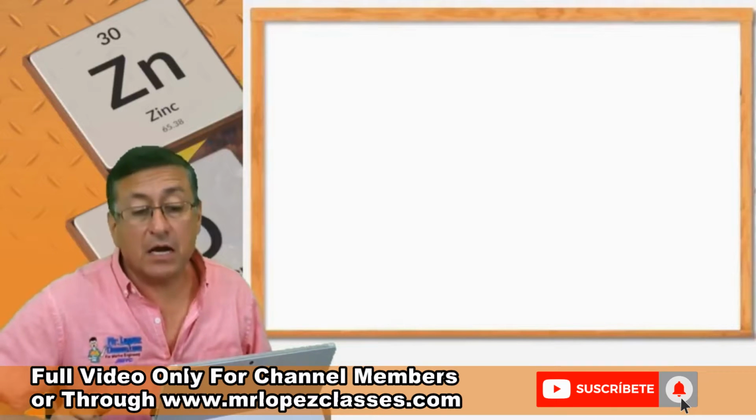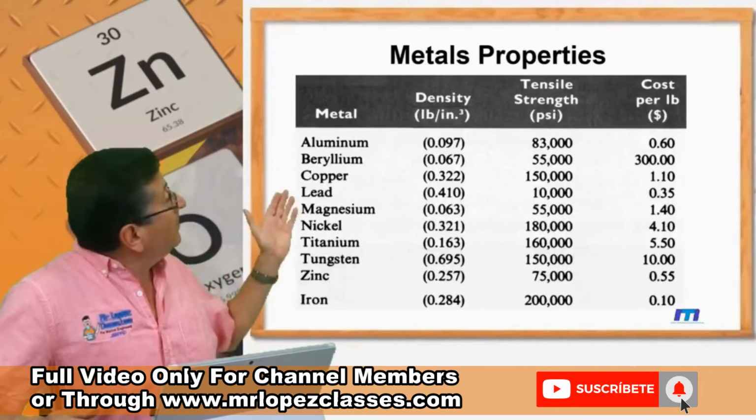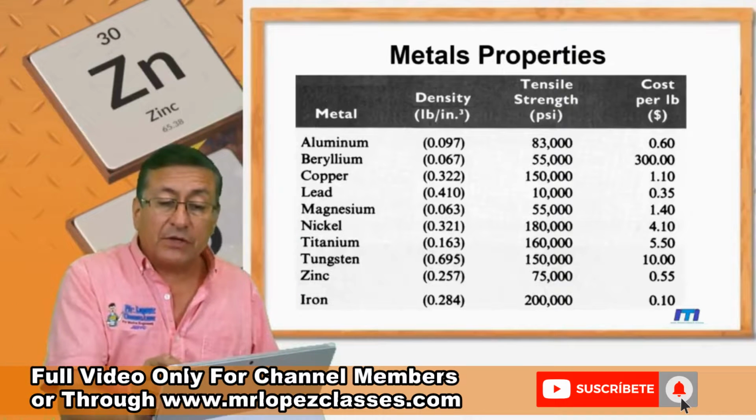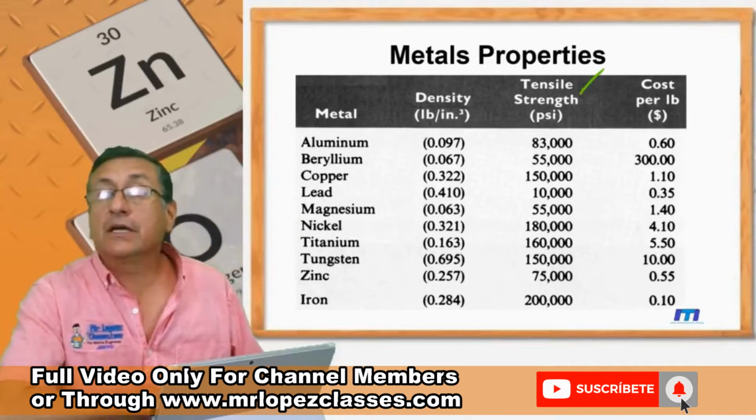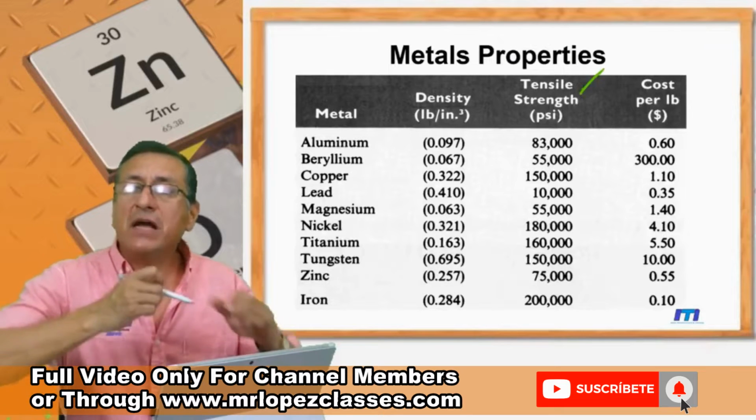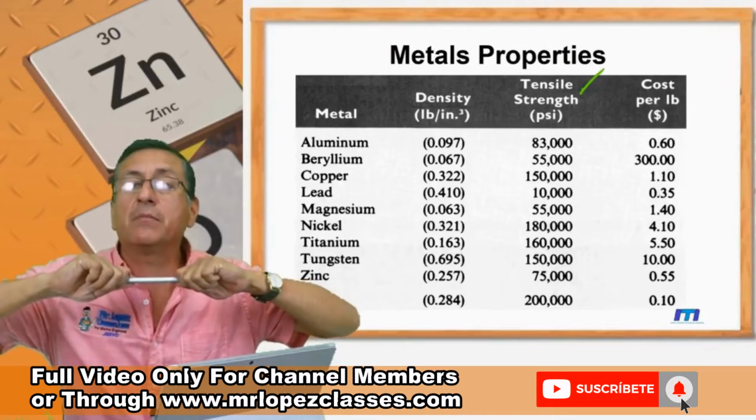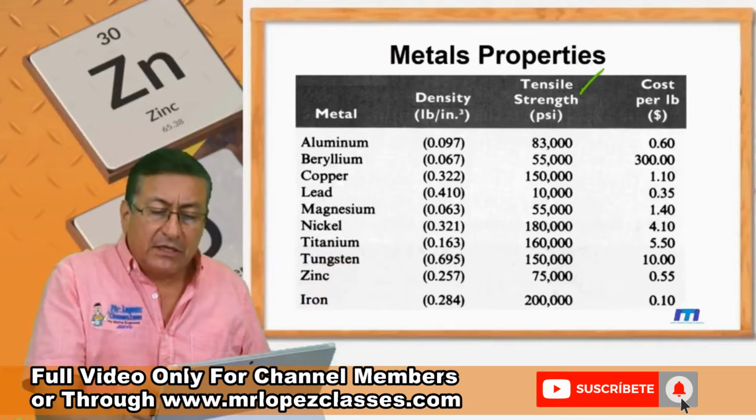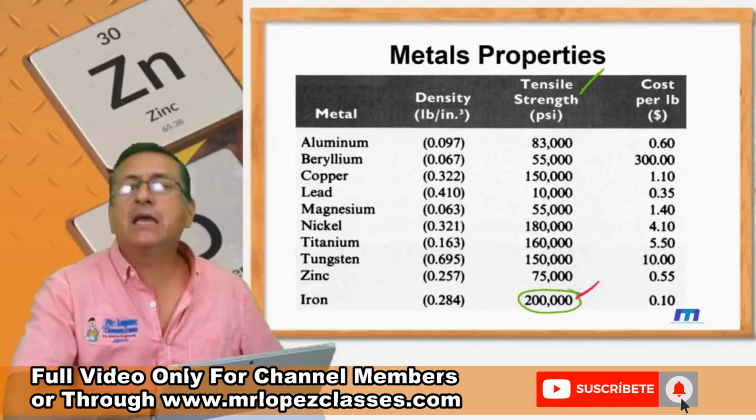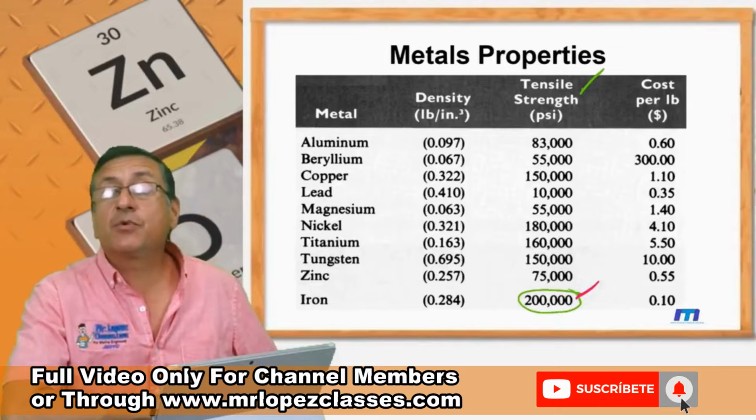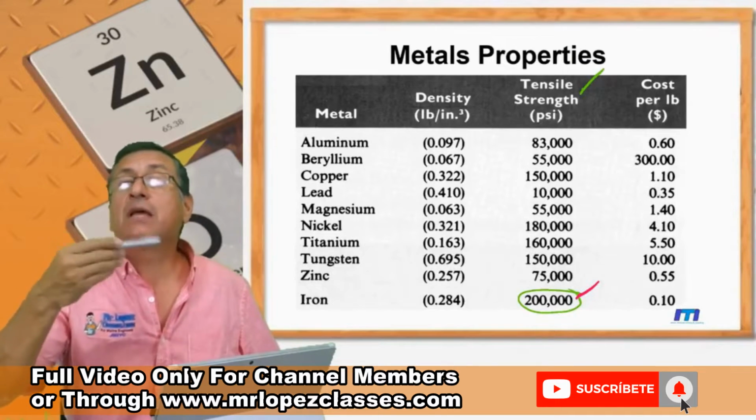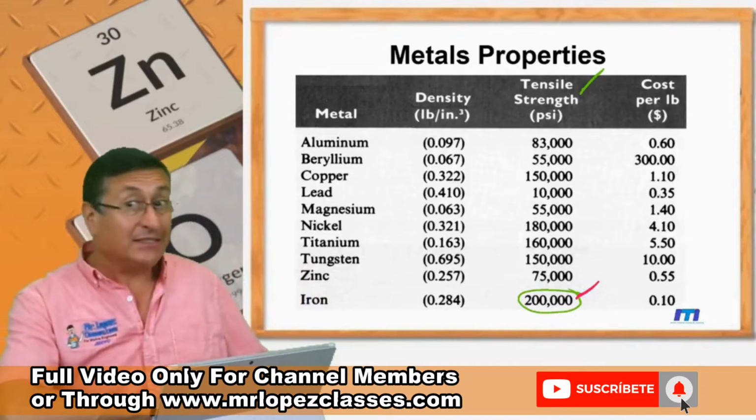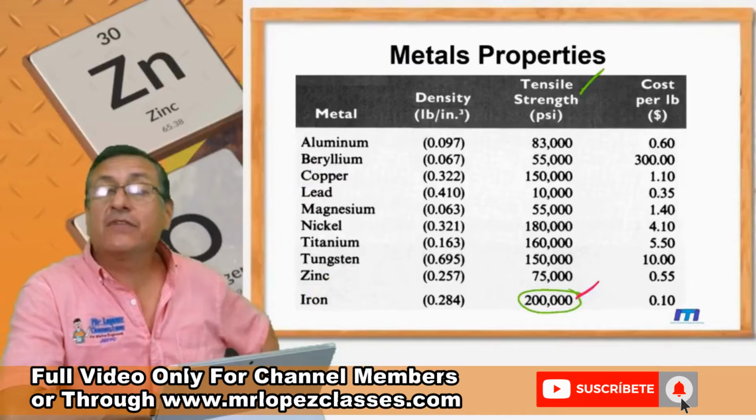You remember this picture from our intro class? In this picture, we have the tensile strength. That's the yield point. This is the maximum strength supported by the metal before the metal is broken. Look at iron. It's 200,000 psi before the metal is broken. Below 200,000 psi is the elastic area. This is the highest in comparison with the rest of the metals.